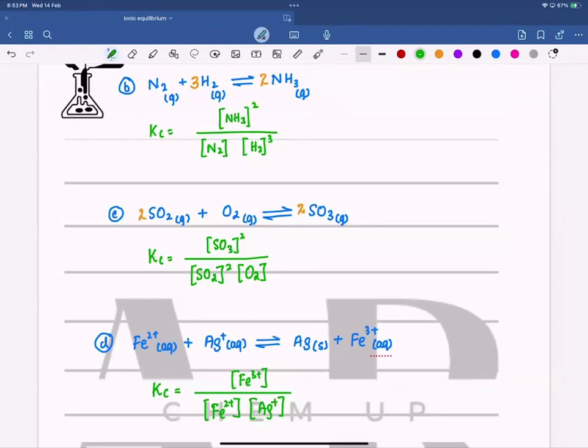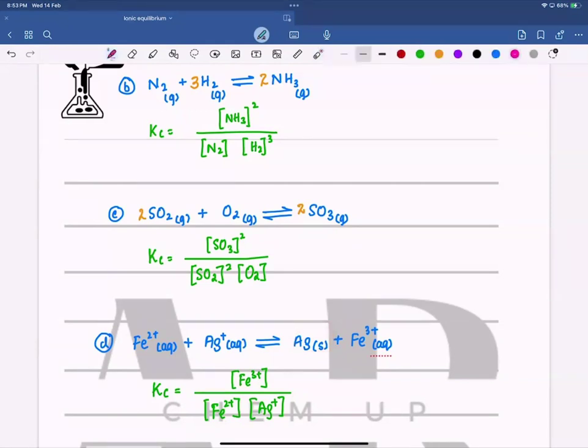Sir, why don't we have silver in the numerator? Because this silver, look at the state. What is its state? It's solid. Okay. Solid. And these are concentrations. And concentration, if you recall, we define as the number of moles of solute dissolved in a decimeter cube of a solution, isn't it? Yes, sir. So it's not dissolved, so it's not part of the solution. Okay, sir. Got it.